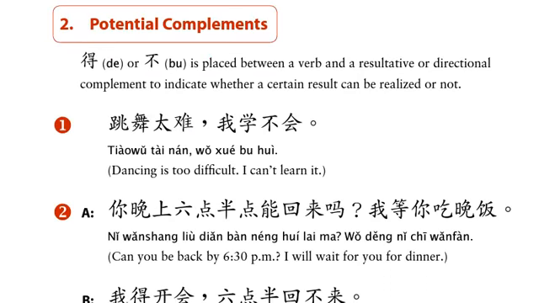All right, next we have potential complements. Okay, so a potential complement. This is where a 得 or a 不 is used between the verb and a resultative or a directional complement to indicate whether a certain result can be realized or not. Okay, so dancing is too difficult. I can't learn it. 跳舞太难. 我学不会. Okay? 学会 means to learn it successfully. 学不会 means you can't learn it. You're incapable of doing it. So you have this 不, and it's placed between the verb and the result.